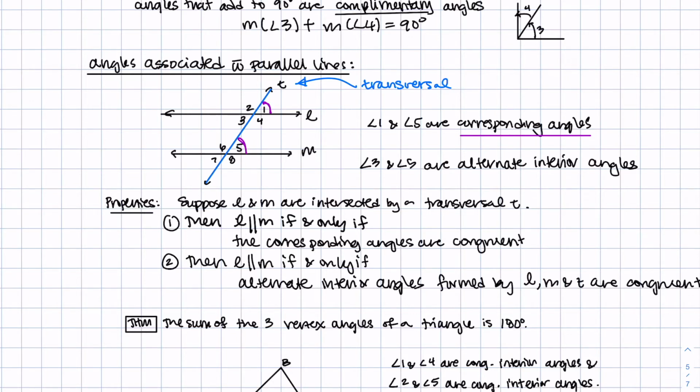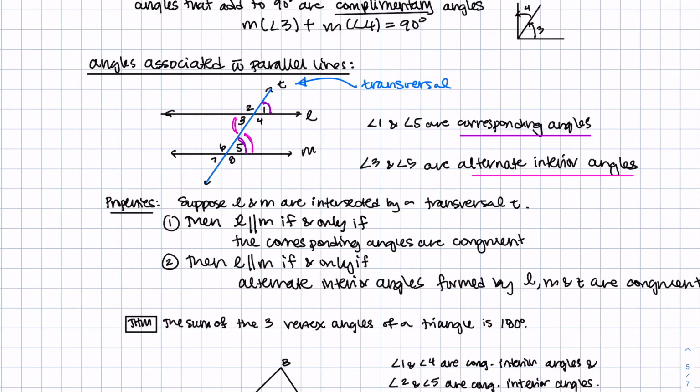3 and 5 are what we call alternate interior angles. So as you would guess, these angles should be interior, meaning in the interior of L and M. And we want to choose the alternating ones. So that's 3 and 5 are alternate interior angles. Also, 4 and 6 are alternate interior angles. Those are my two sets of alternate interior angles for this diagram.